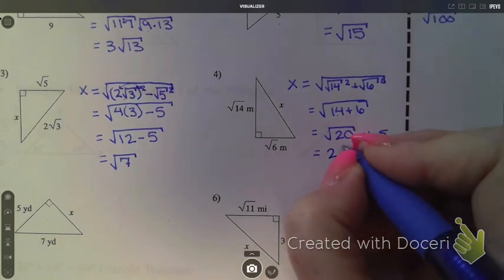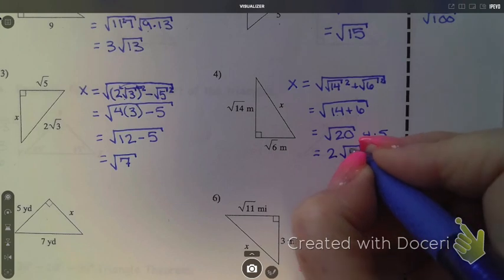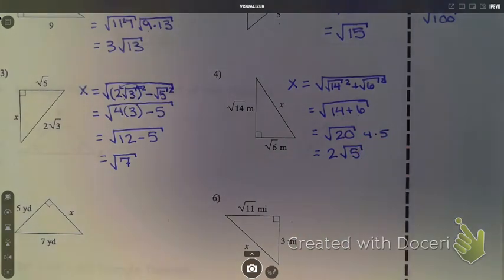Now I'm going to tell you, before we're done with this topic, you all should be able to see square root of 20 and say 2 square root of 5. Square root of 12, 2 square root of 3. Square root of 8, 2 square root of 2. And square root of 24 is the other one, 2 square root of 6. You are going to see the square root of 24, the square root of 20, the square root of 12, and the square root of 8 over and over and over again.